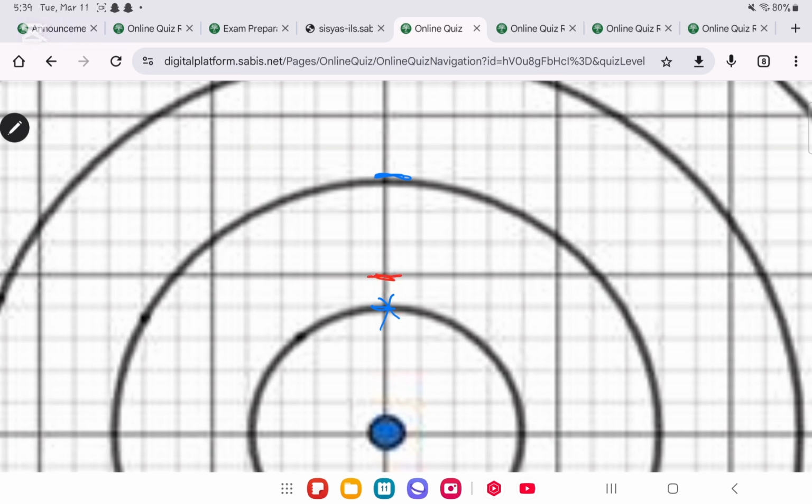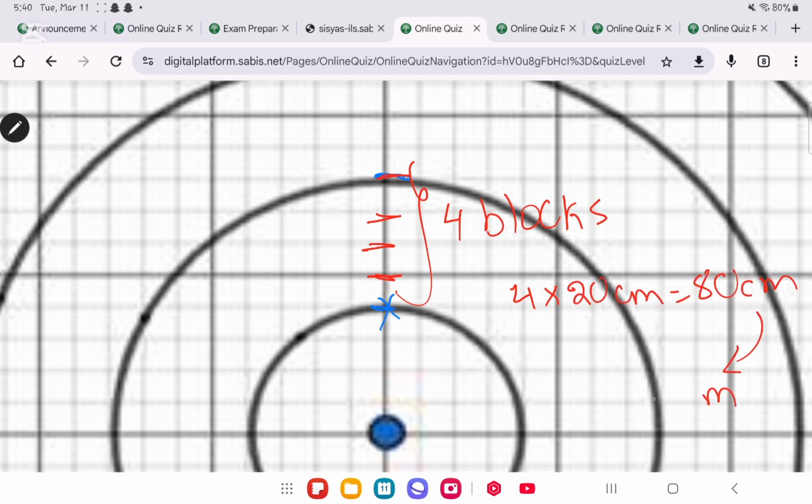You will have 1, 2, 3, 4. So the distance is 4 blocks. And we said that each block is 20 centimeters. That means 4 blocks is 4 times 20 centimeters, which is 80 centimeters. They need it in meters, so you will divide by 100 and you will get 0.8 meters.